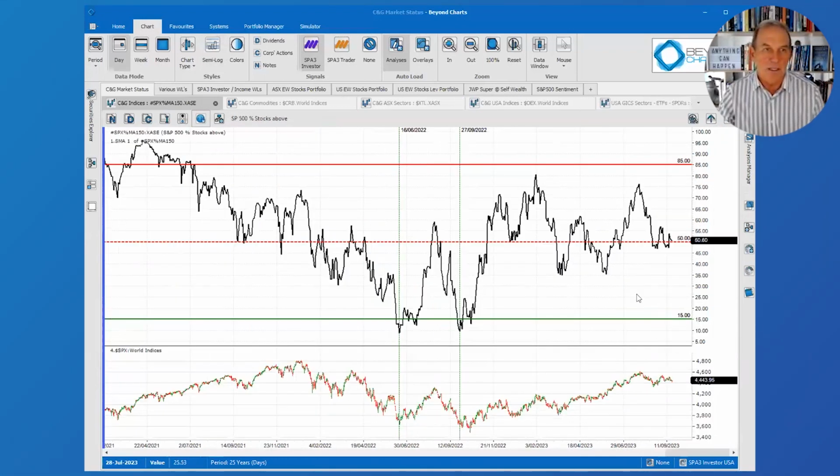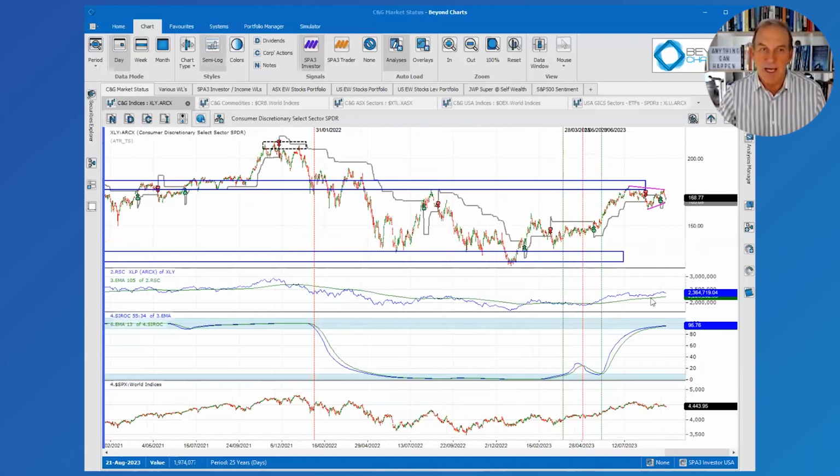And certainly in another breadth of market measure, the number of stocks in the S&P 500 that are above their 150-day moving average is round about the middle. So no signs here of either a raging bull or a raging bear. So nothing to analyze there.